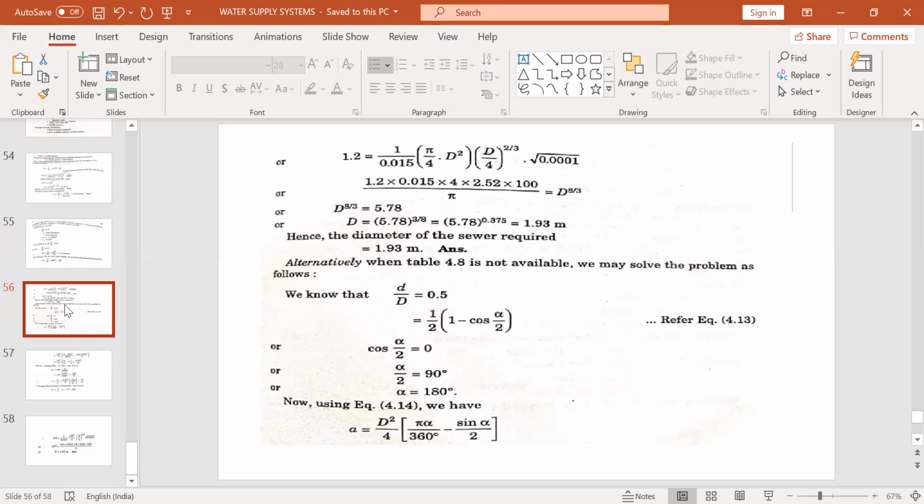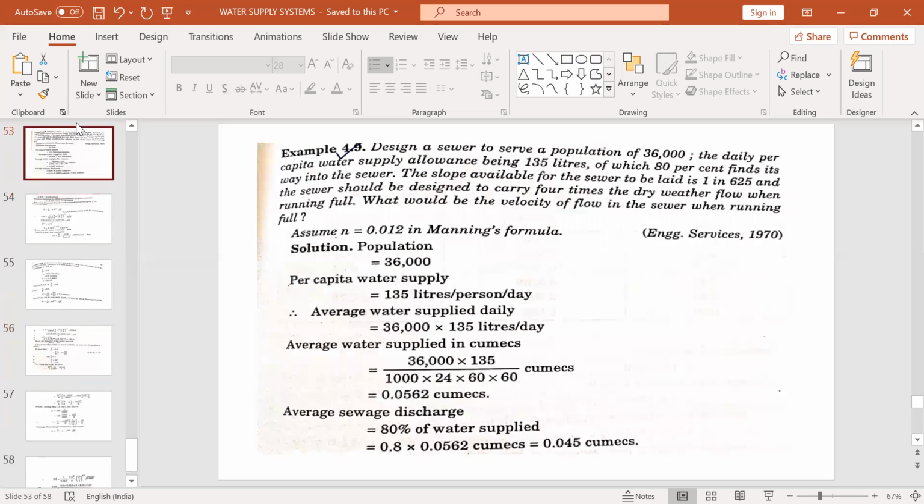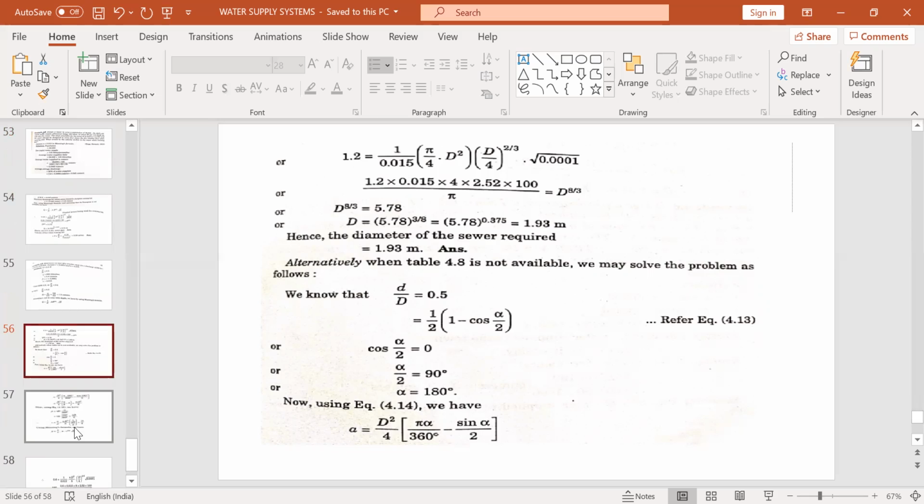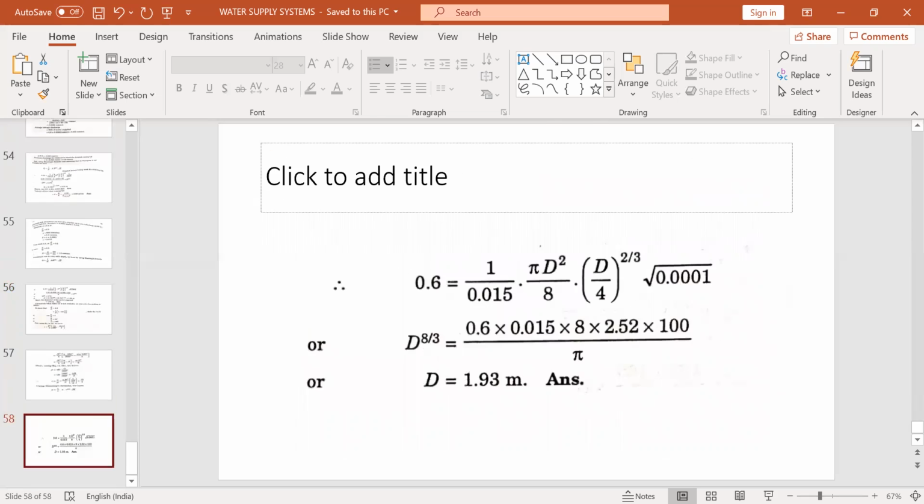Okay, these two questions we have discussed, and this will give you certain idea of how to solve the design problems of sewer pipes. So that is it for today, and in the next class we'll discuss the sewage treatment, in brief outline of the sewage treatment, and that will complete the fourth unit, and the subsequent classes will start the next unit.